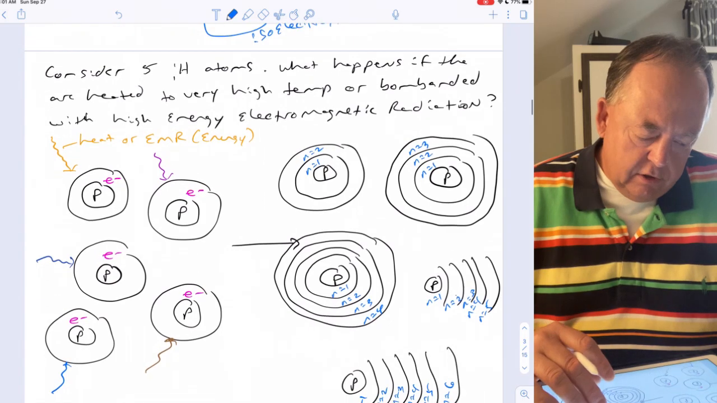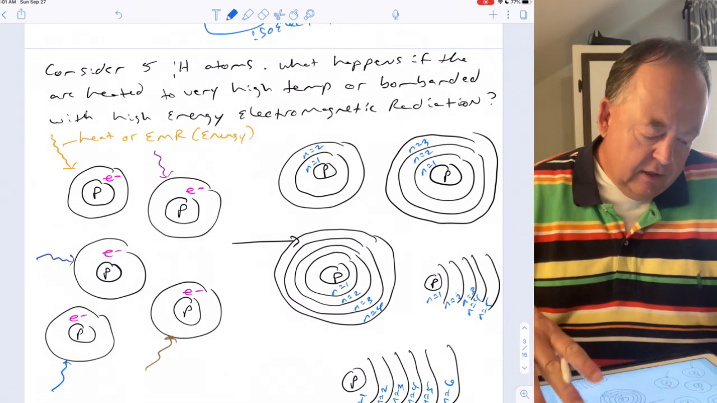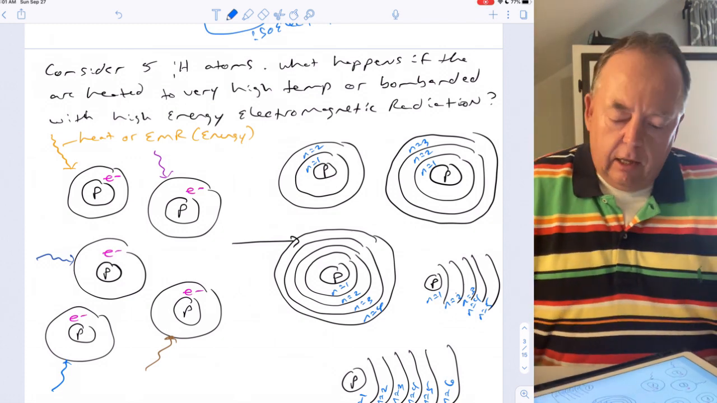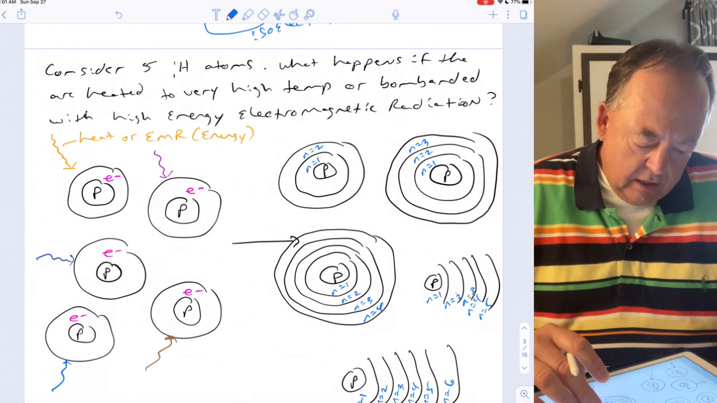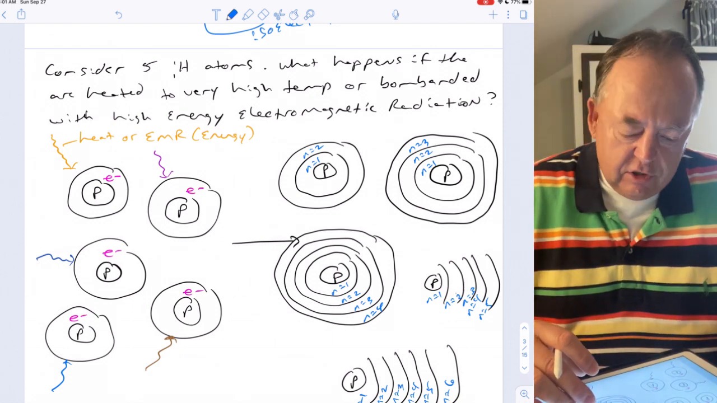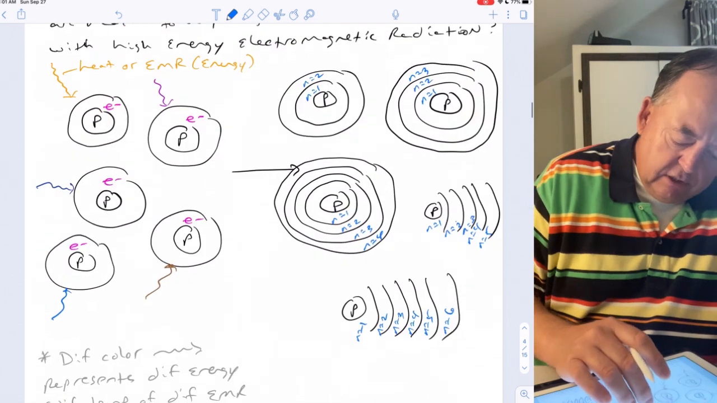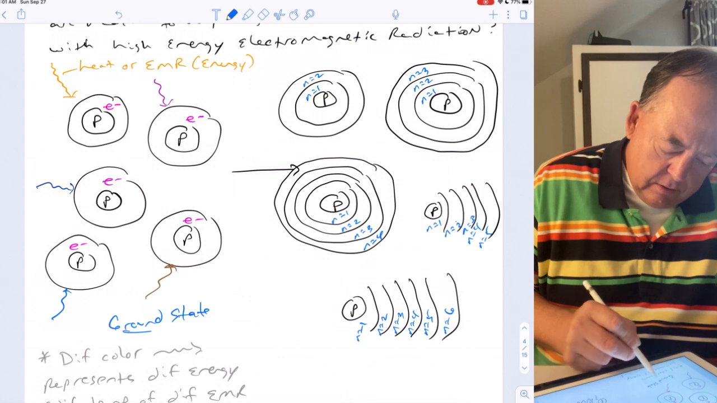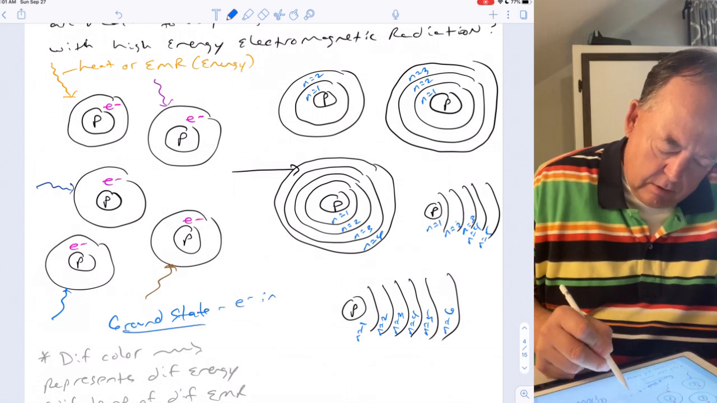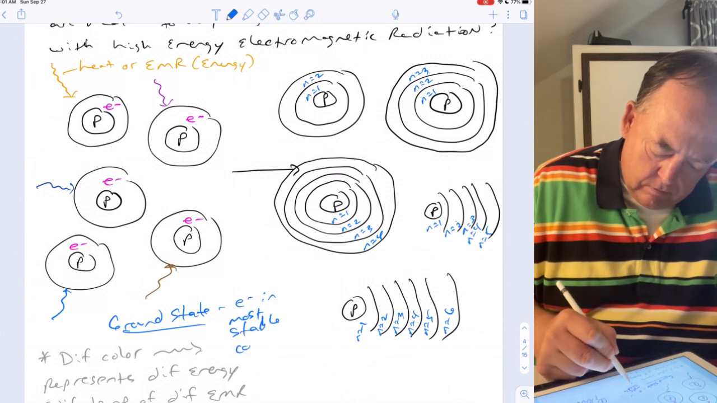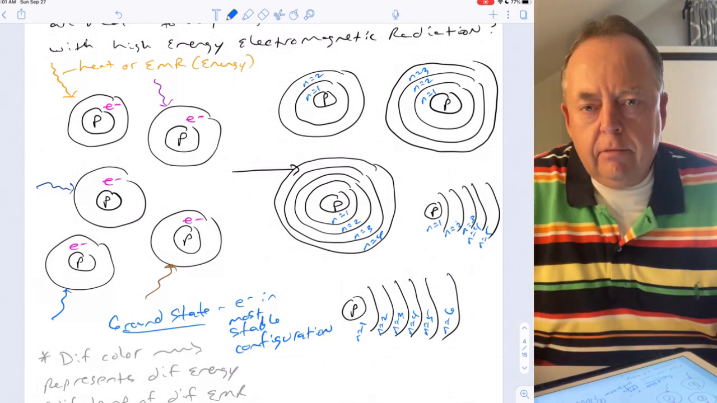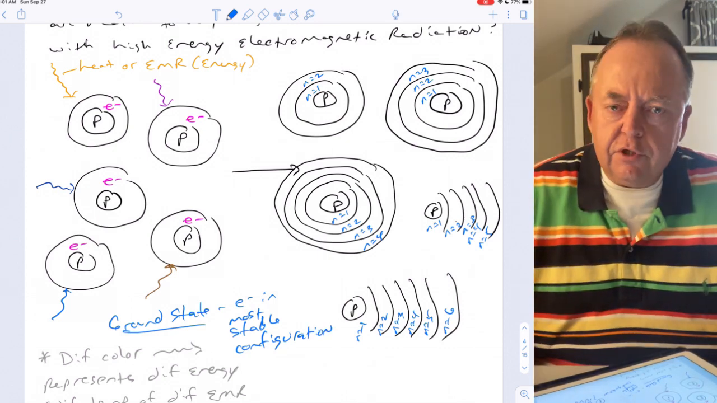Okay, so let's consider 5 hydrogen-1 atoms. So 1 proton, 1 electron, right? And that electron, where would that electron want to be? It would want to be in the first shell because that's where it's most stable. So that's what's called the ground state. So this would be the ground state, where the electron is in the most stable configuration, which would be the first shell in this case, since there's only 1 electron.